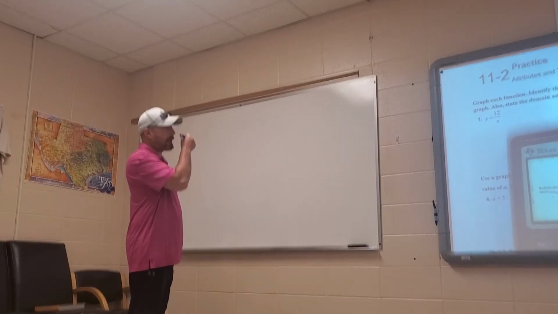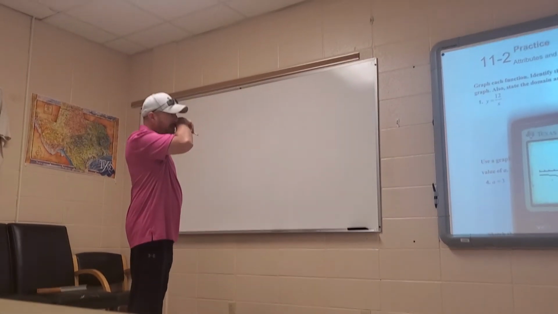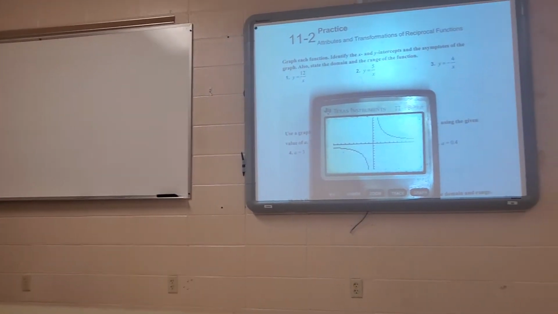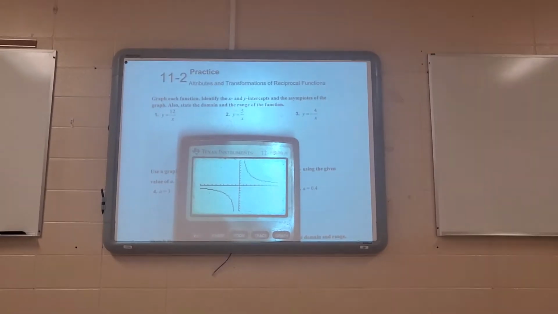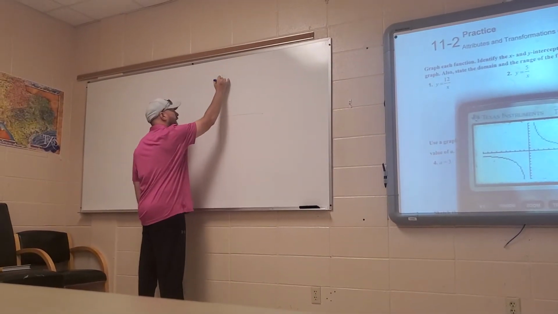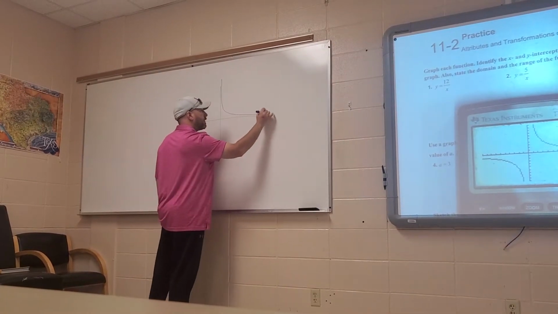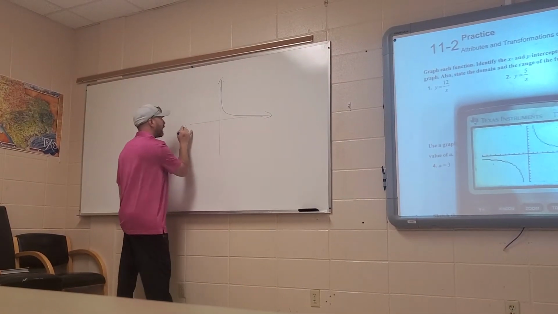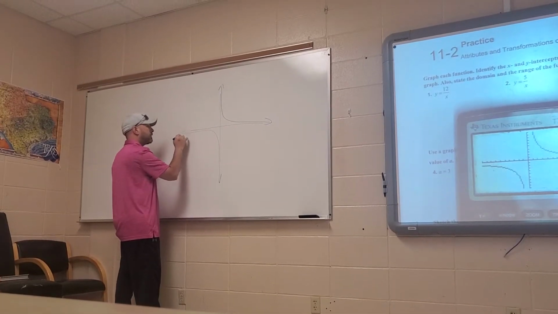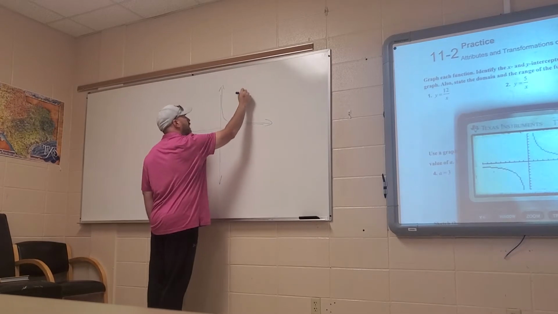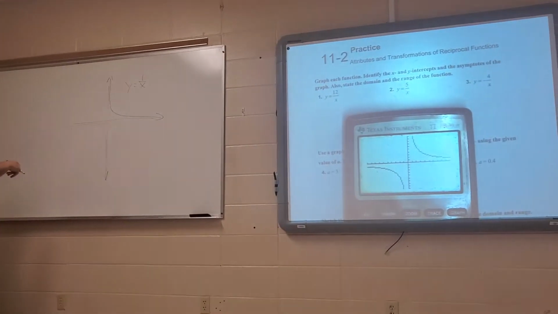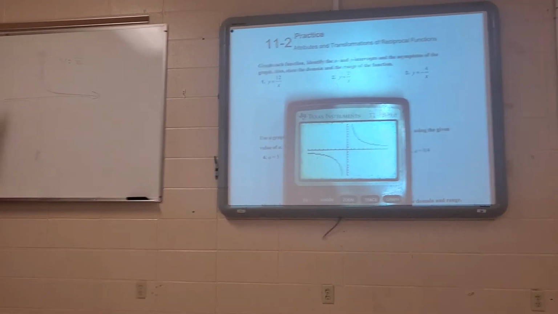Today we're doing 11-2, more with the inverse variation. So the first problem, look guys, this is what the graph of the parent function looks like. Okay? The parent function y equals 1 over x looks like this. Okay?